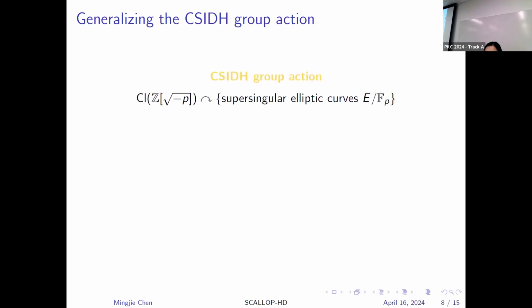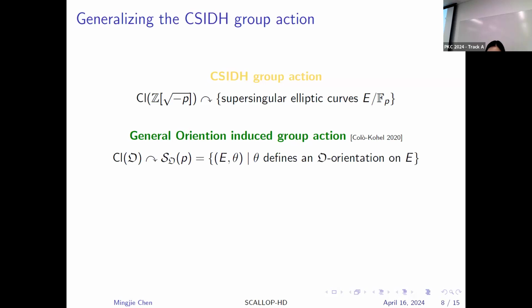One way to approach this problem is to look at the underlying group action of CSIDH. It's actually a special case of a more general group action in supersingular isogeny theory. This is the general orientation-induced group action, which was first formalized by Colò and Kohel in 2020. This action looks like the following. We have the group, which is the ideal class group of a general imaginary quadratic order, which no longer needs to look like the CSIDH one.